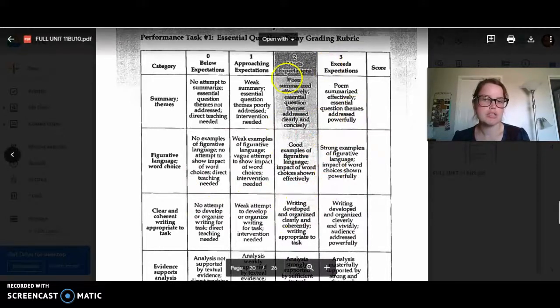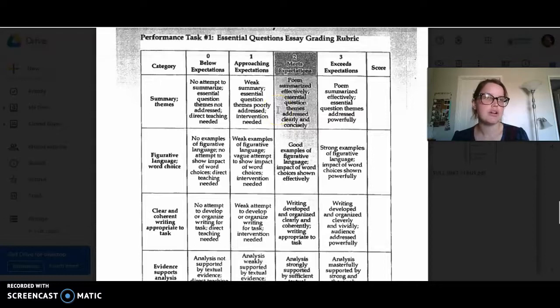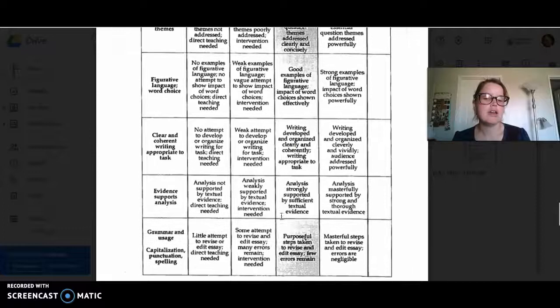So on this rubric it says the poem is summarized effectively, essential questions and themes addressed clearly and concisely. That's with regards to the American and does it reflect society question. Give good examples of figurative language, so you have to give me 3 examples of figurative language. Impact of word choices shown effectively, so think of those loaded words, right? And then writing developed, organized clearly and coherently, writing appropriate to the task.